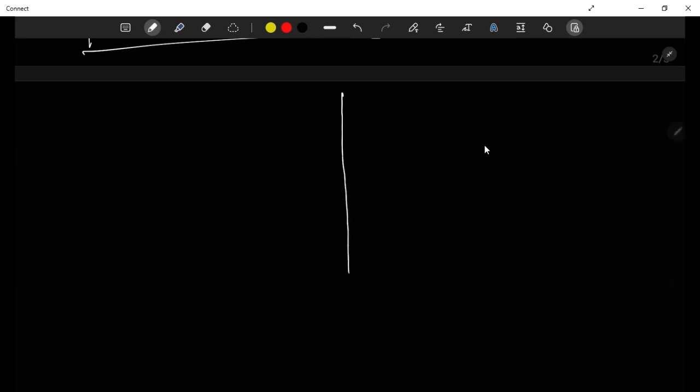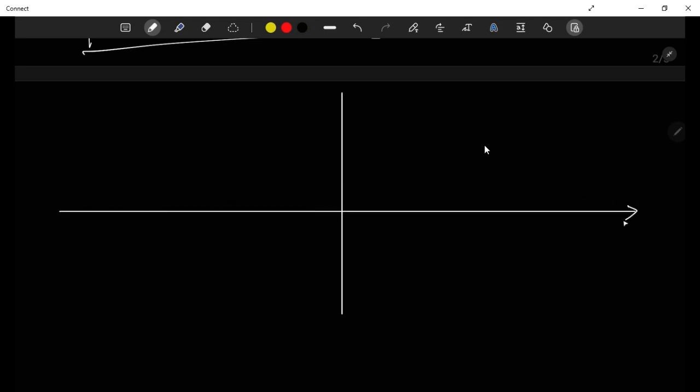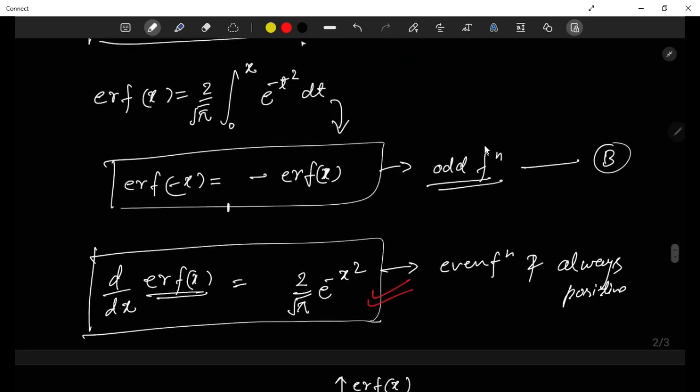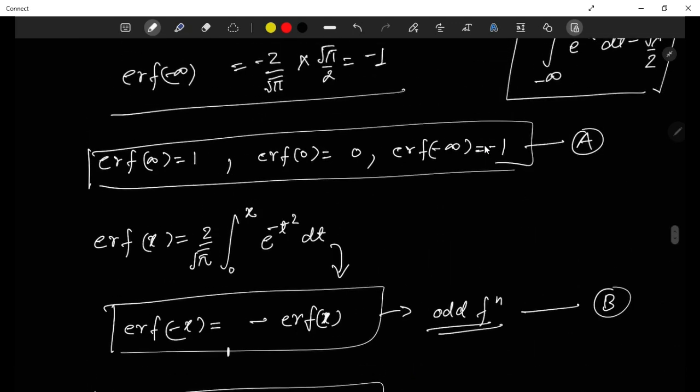Just make the axes. This is the x axis, this is the minus infinity side, this is the plus infinity side, and this is the error function axis. So we know from the properties, let us call it property number C. From property A we see that the error function at infinity is 1, the error function at minus infinity is minus 1, and the error function at 0 is 0.